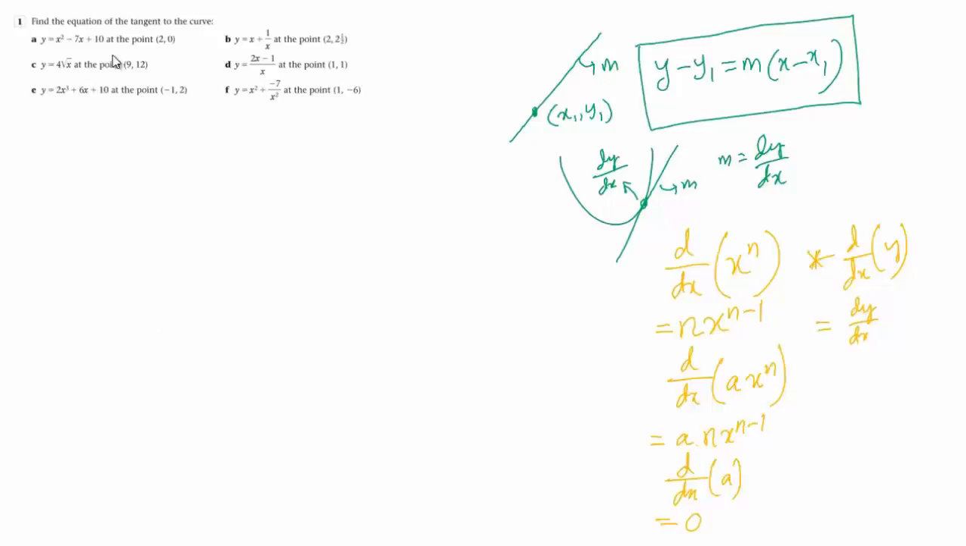Now let's find one where we have an expression that needs to be simplified. Let's do part D. y equals 2x minus 1 divided by x. Now we need to simplify this. This is very, very important. So let's divide both parts by x. So 2x divided by x minus 1 by x. We cancel x and we write 2 minus 1 by x.